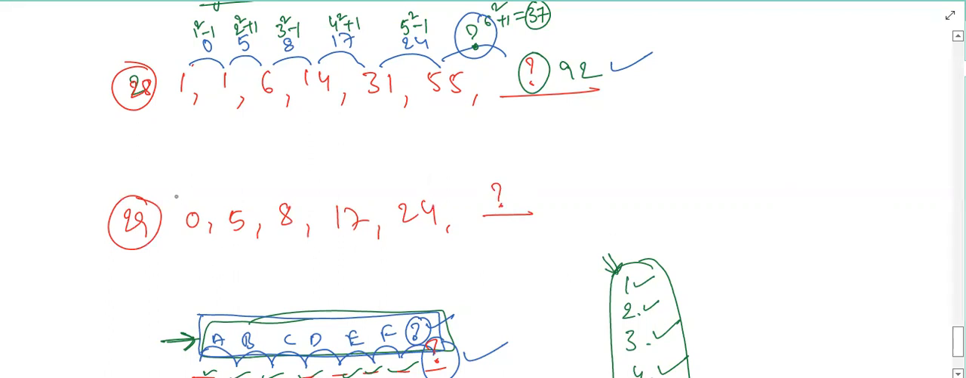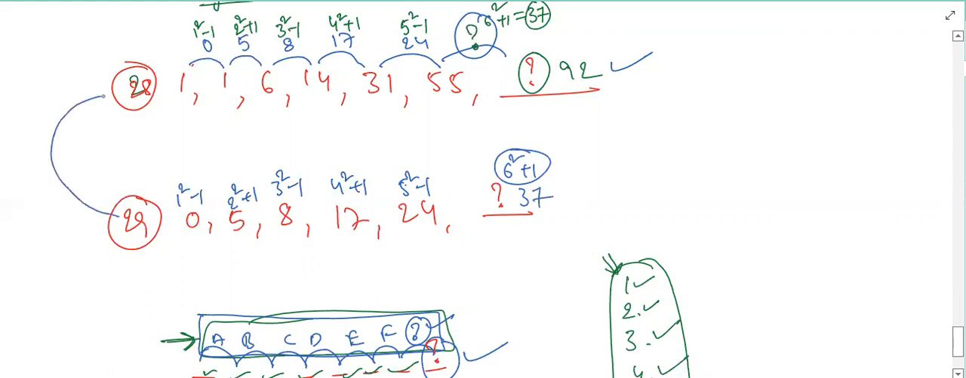What about 0? 1 square minus 1. What about 5? 2 square plus 1. What about 8? 3 square minus 1. What about 17? 4 square plus 1. 5 square minus 1. And it should be 6 square plus 1, so 6 square plus 1 is 36 plus 1, that is 37.